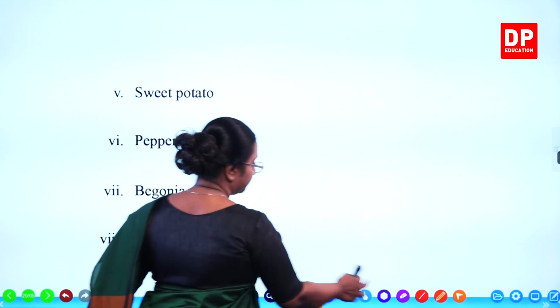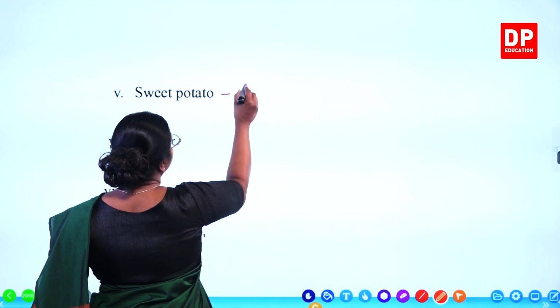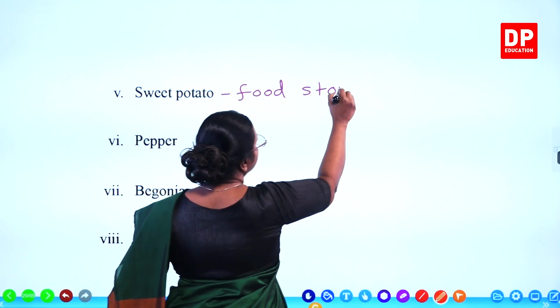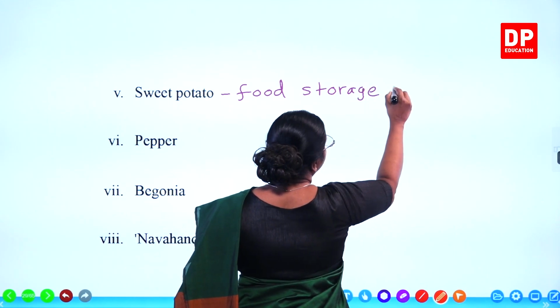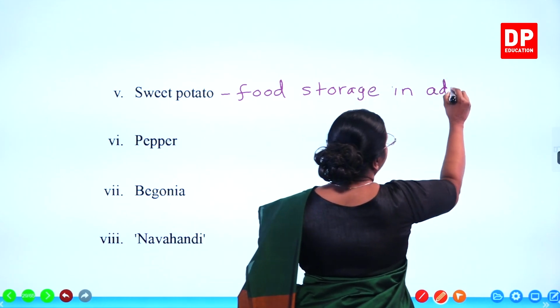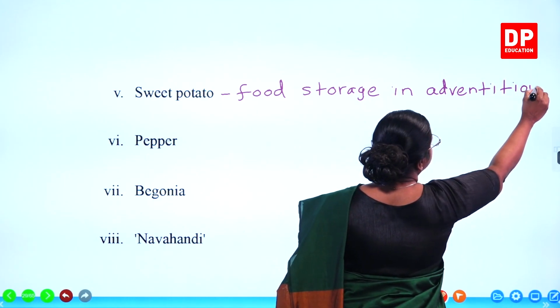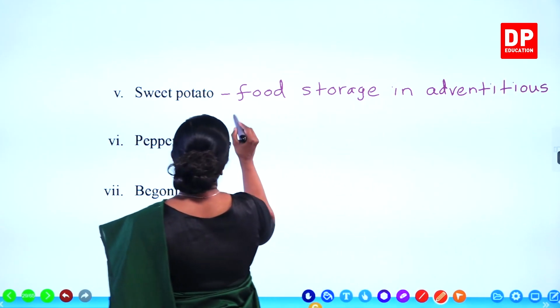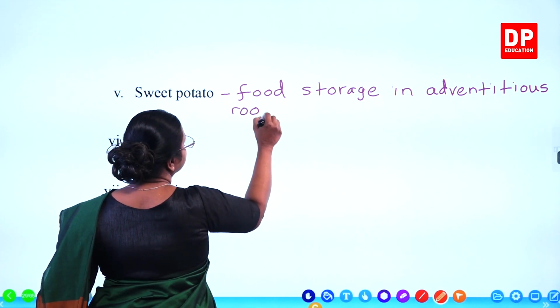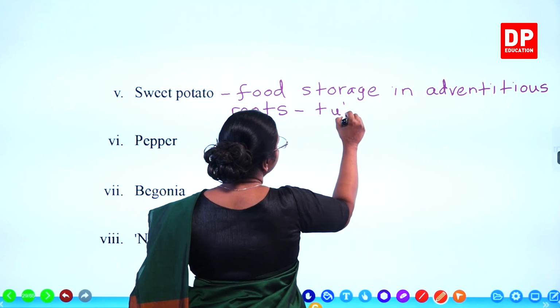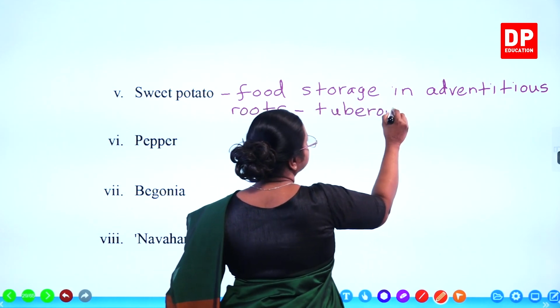So here, food storage in adventitious roots. What is the other name given to it? We call it the tuberous roots.